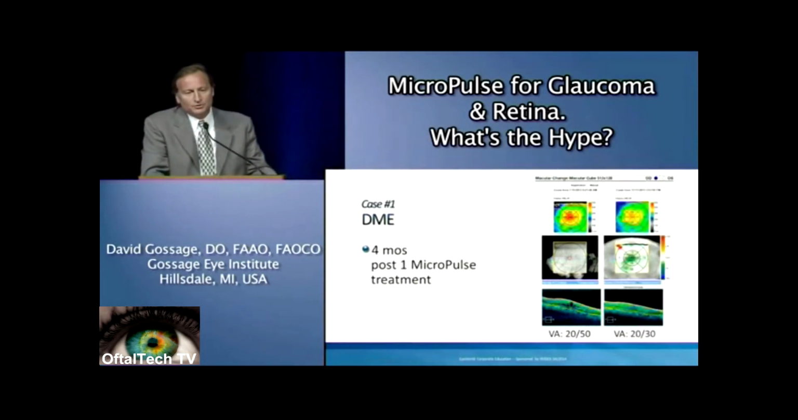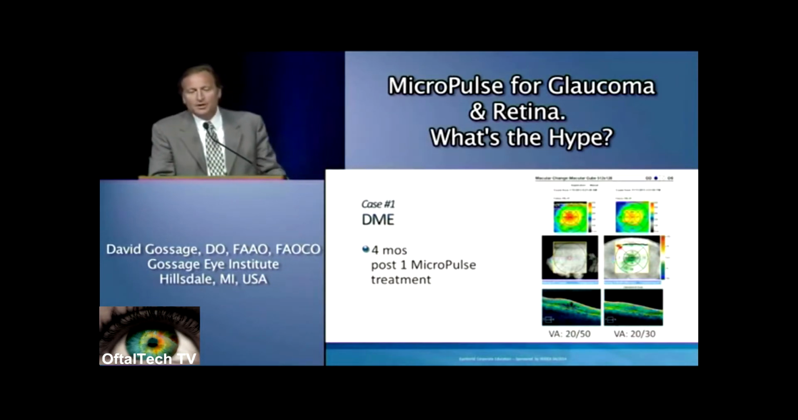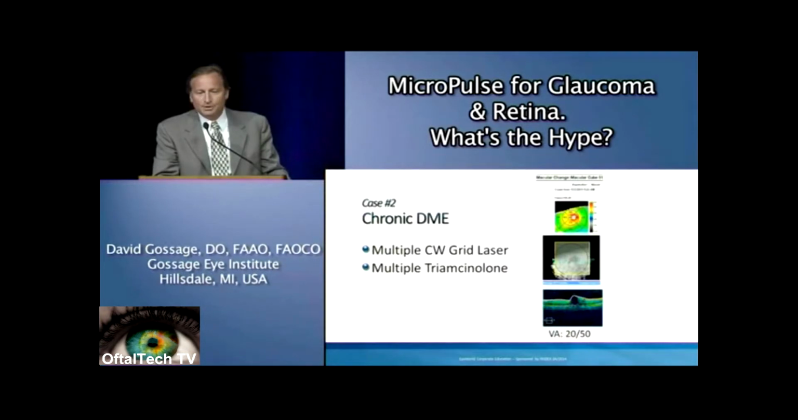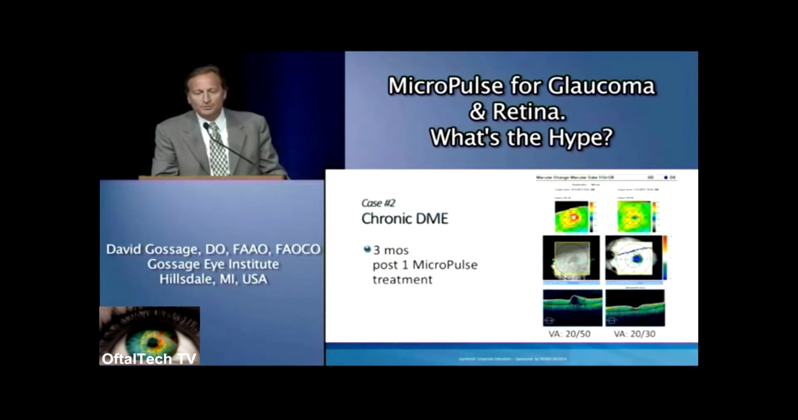So we did a MicroPulse treatment on this patient, and this is 4 months post-treatment. Some resolution of the edema with visual acuity improving from 20/50 to 20/30, and this is with just MicroPulse applied. This next case is a patient with chronic diabetic macular edema. This patient has had multiple continuous wave grid therapy, also steroid injections with really no improvement of their macular edema. Patient's visual acuity is 20/50, underwent MicroPulse treatment. Here we are 3 months post 1 MicroPulse treatment with visual acuity improving from 20/50 to 20/30 with nice resolution of the edema.